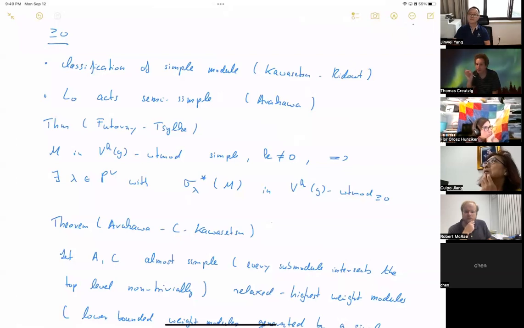But what's the problem with it? The problem is this theorem totally fails for indecomposable modules. And what happens is there are extensions of simple by simples. So here simple is very essential, right?